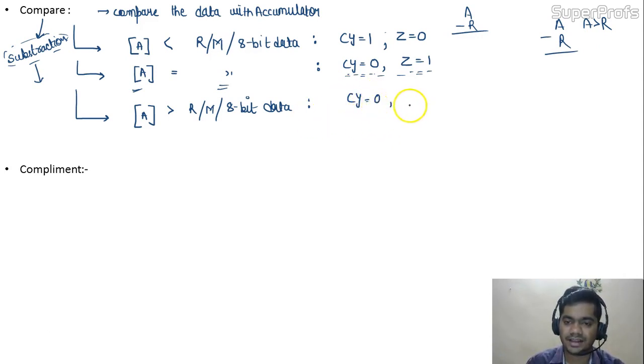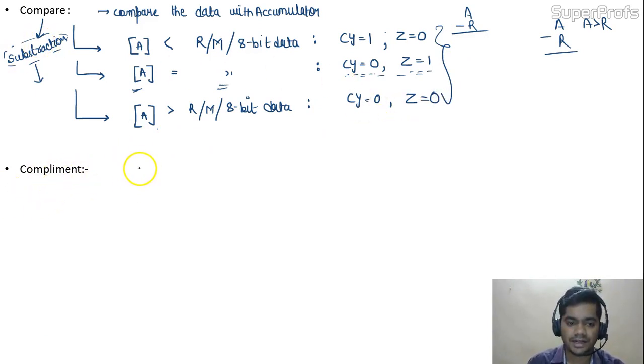That's why the carry flag would be 0 and the zero flag would also be 0. That is, there would be non-zero data available after this comparison. That's why these are the status of the flags that should be kept in mind while doing the comparison.